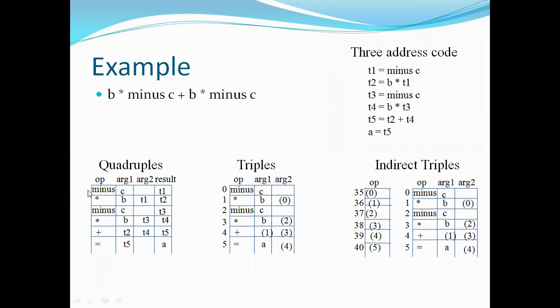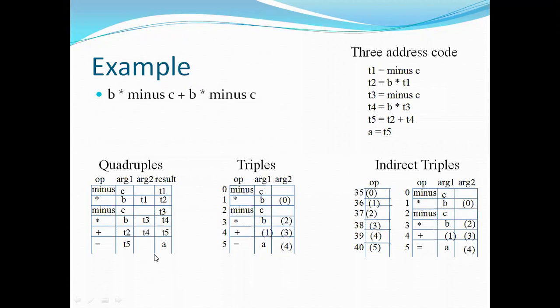Statement numbers start at 0: 0, 1, 2, 3, 4, 5. Make a note of this. Is it clear? In statement number 0, what is the resultant stored? T1. In statement number 1, the resultant is T2. In statement number 2, T3. In statement number 3, T4. In statement number 4, T5. In statement number 5, A. But here in triples, we are only avoiding the temporary variables, not the variables.